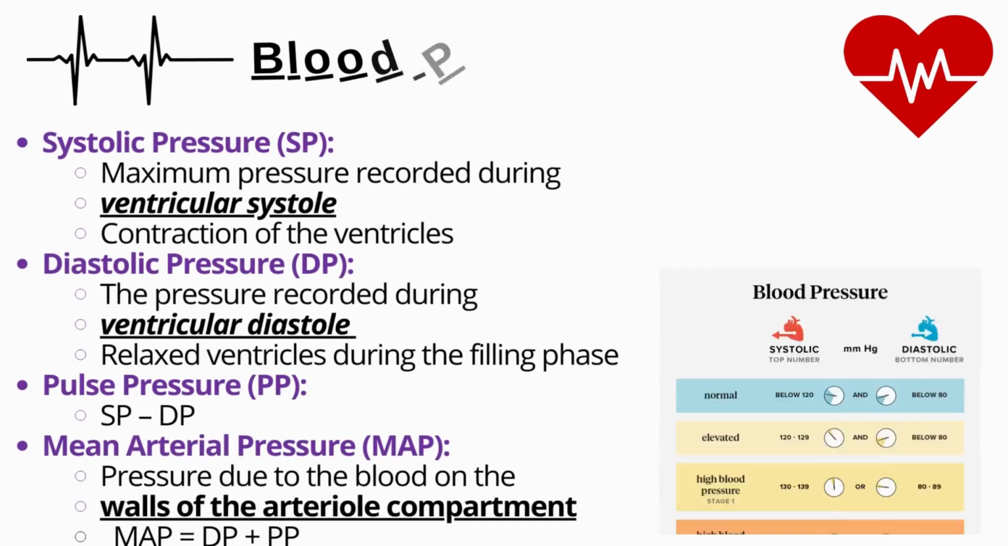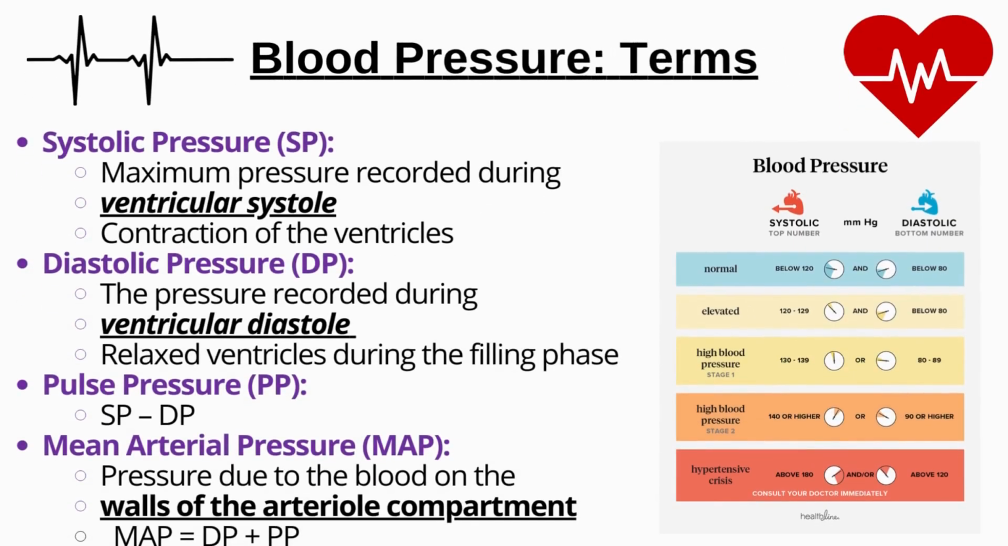Systolic pressure. The first term we'll discuss is systolic pressure. This is the pressure in your arteries when your heart beats. It's the first number in a blood pressure reading and is measured in millimeters of mercury, mmHg. For example, if your blood pressure is 120/80 mmHg, your systolic pressure is 120 millimeters of mercury.